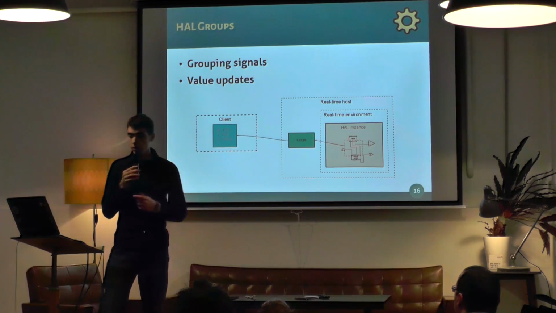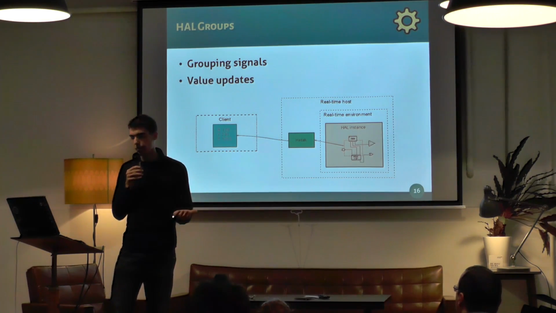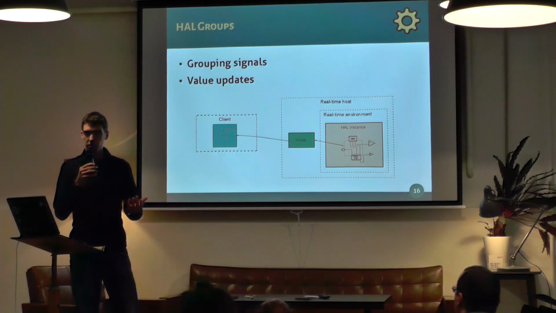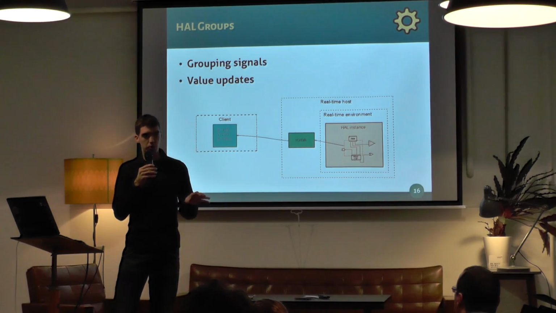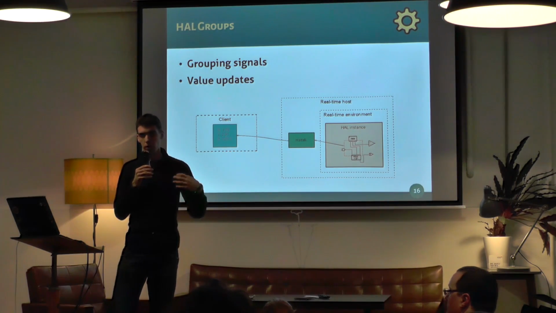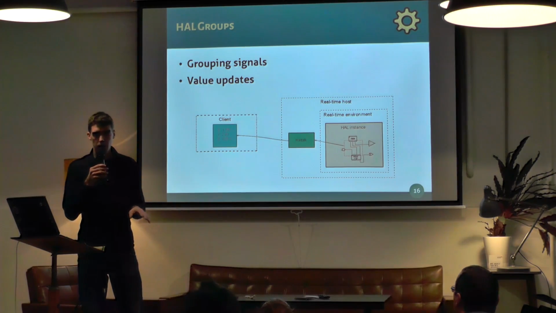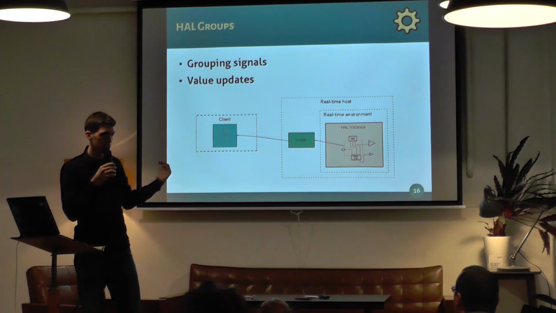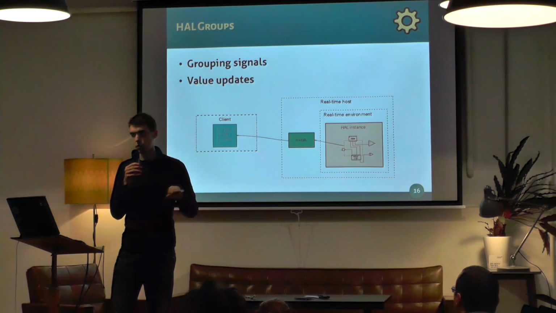Furthermore, you have HAL groups. HAL groups can be used to distribute value updates of signals on a network. For example, think about a 3D printer or a CNC machine. These machines are usually Cartesian machines, so they use X, Y and Z axes, and we may want to know where they are in this Cartesian system. So we can use this to distribute the positions over the network.